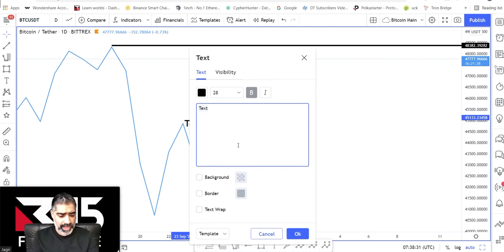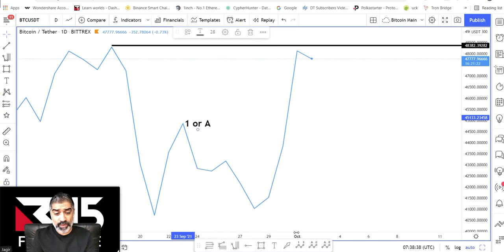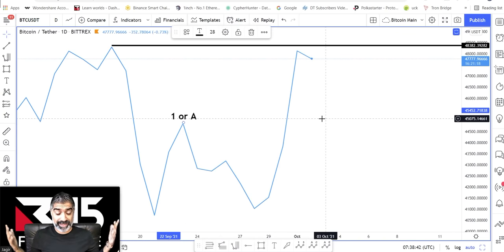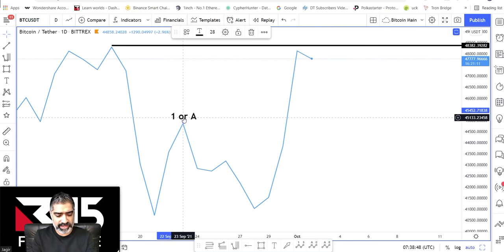This wave, our bias is still a wave A, but it actually could be a wave 1 or an A. And why is it a 1 or an A? Well, quite simply, wave 1s and wave As look identical. And at the time when they're unfolding, you don't know if it's going to be a wave 1 or a wave A. So that's going to be important, and I'll elaborate on that in a second.